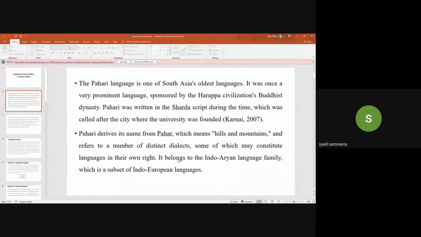Pahari was written in the Sharda script during that time, which was named after the city where the university was founded. Pahari derives its name from Pahar, which means hills and mountains, and refers to a number of distinct dialects, some of which may constitute languages in their own right. It belongs to the Indo-Aryan language family, which is a subset of Indo-European languages.